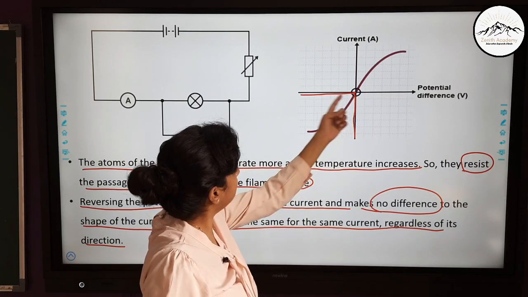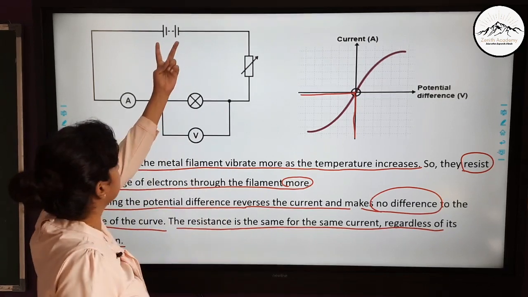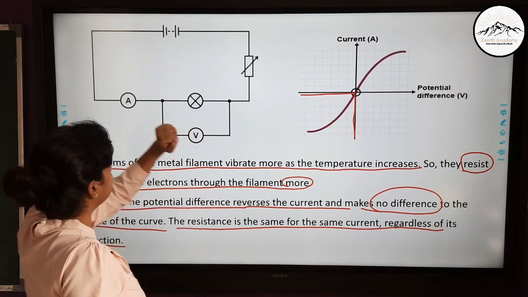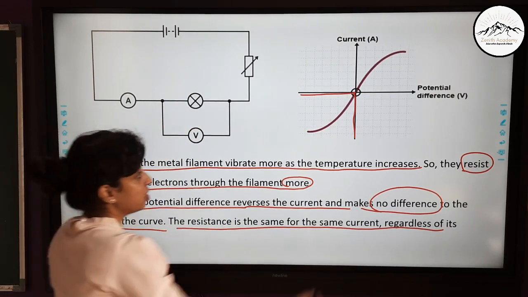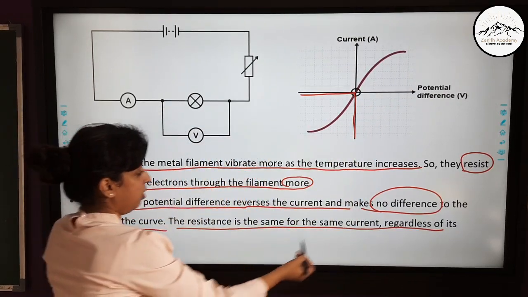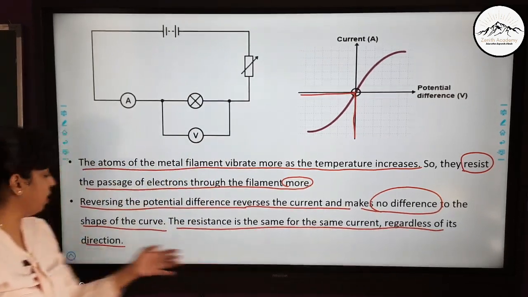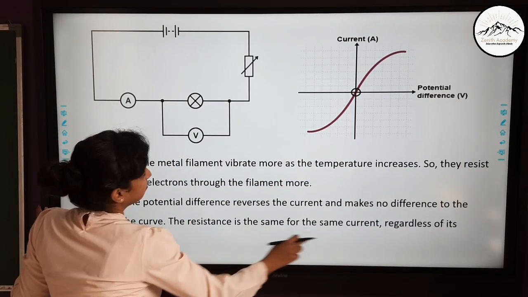So when you are reversing the potential difference, what is happening? The direction of the current is changing. Just when you are reversing this potential difference, the direction of the current will change, but the shape remains the same and the resistance is the same for the same current regardless of its direction.